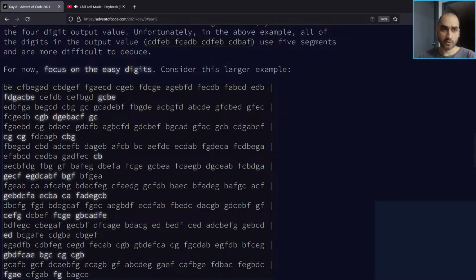We don't have to work out what all of them are. We just have to work out what those 4 are. So they might give us examples where it's impossible, although I think it probably is usually possible to work out what everything is. But you only need to work out what these 4 are. So whenever it's 2, 3, 4, or 7, we know what they are.